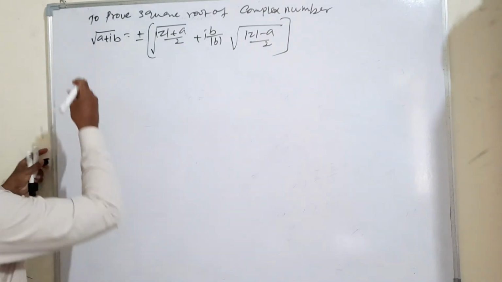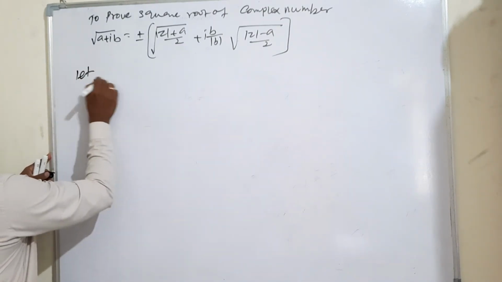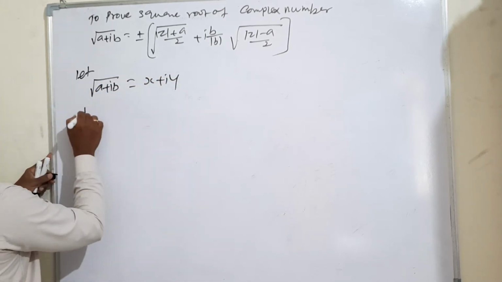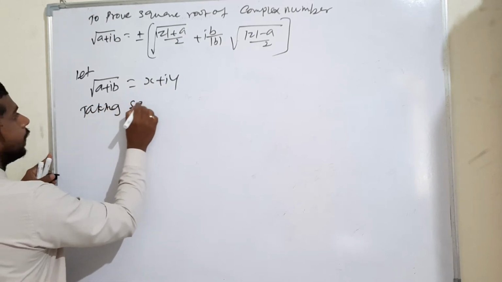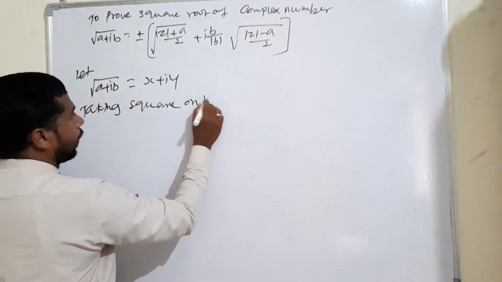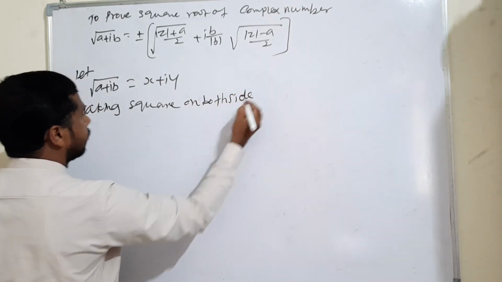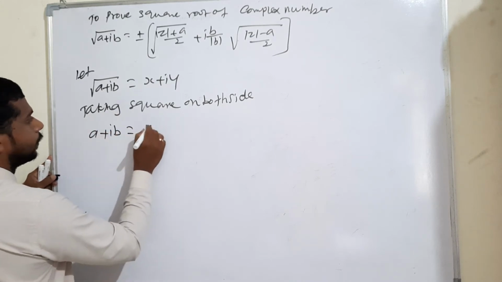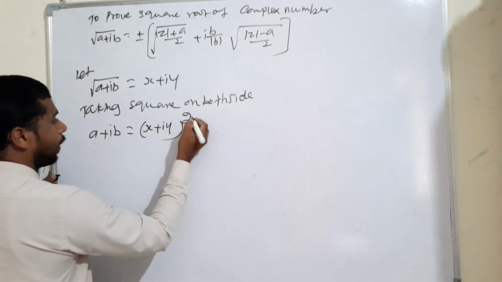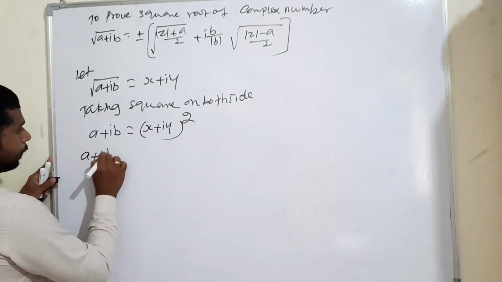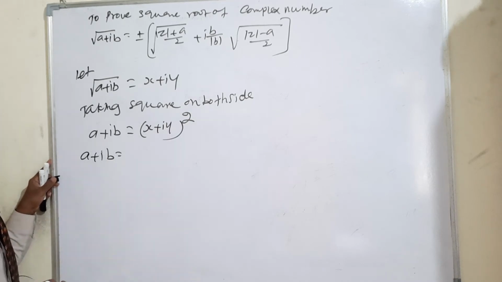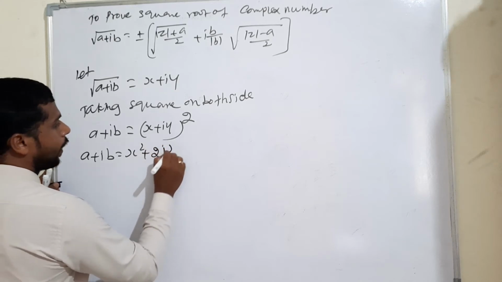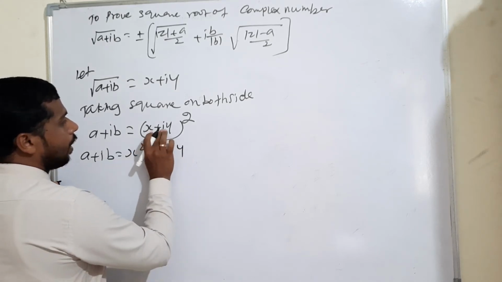Okay, so the condition: let the square root of a plus ib be considered as x plus iy. Then taking square on both sides means the square root will be removed, isn't it? So a plus ib is equal to x plus iy the whole square. The form is a plus b the whole square, a square plus b square plus 2ab. So x square, then 2i xy, then i square y square will come.